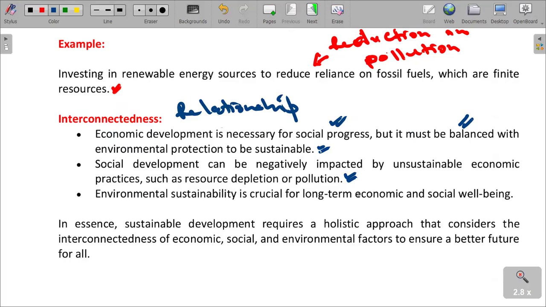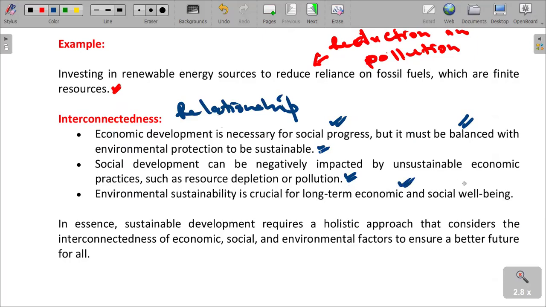Our environment and our social fabric are protected because of people being responsible, and because of government being available in policy planning and implementation, which caters towards sparing management of resources and practices that avoid various forms of pollution. So environmental sustainability is crucial for long-term economic and social well-being.